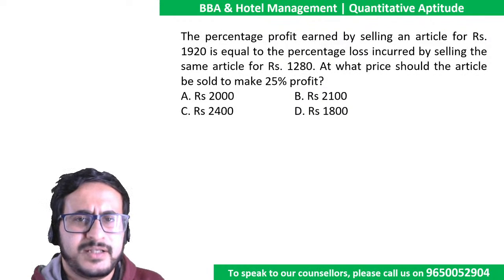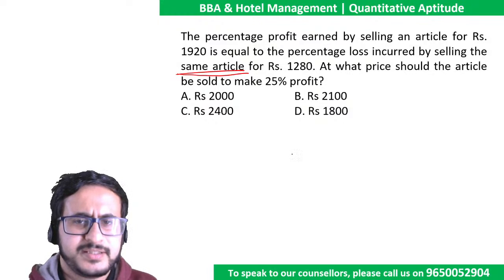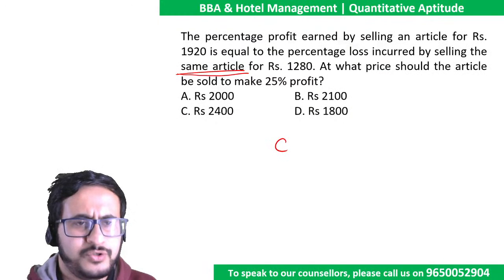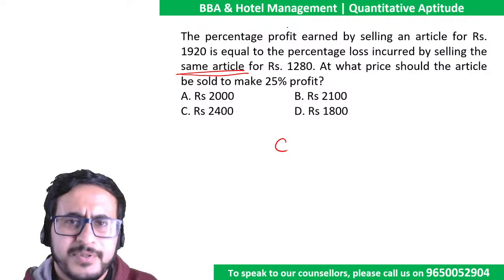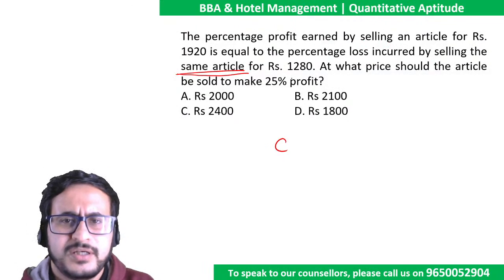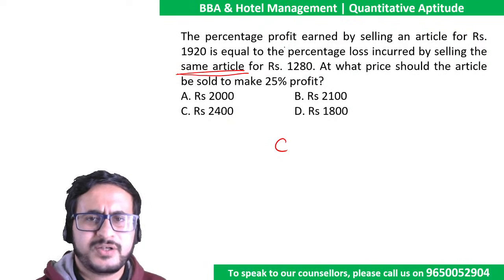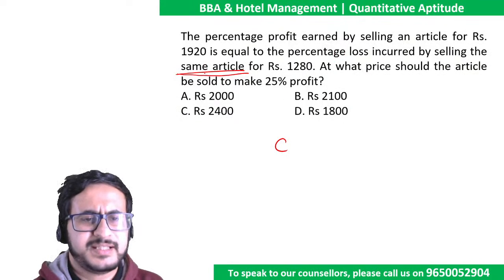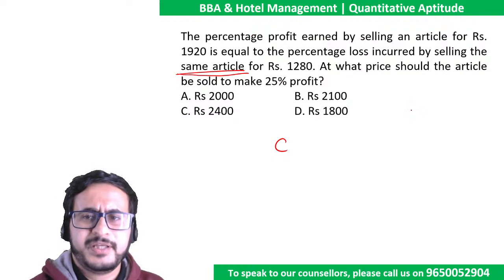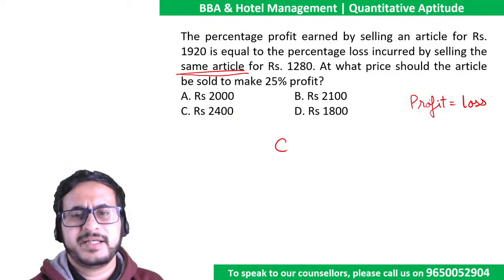So see, the question is talking about the same article. So let us say the article costs rupees C. Percentage profit earned on selling is equal to percentage loss if sold at a different price. So percentage profit is equal to percentage loss. Now since the cost price is the same, we are selling the same article, so profit will be equal to loss. In one case, whatever profit you are making is equal to the loss in the second case.